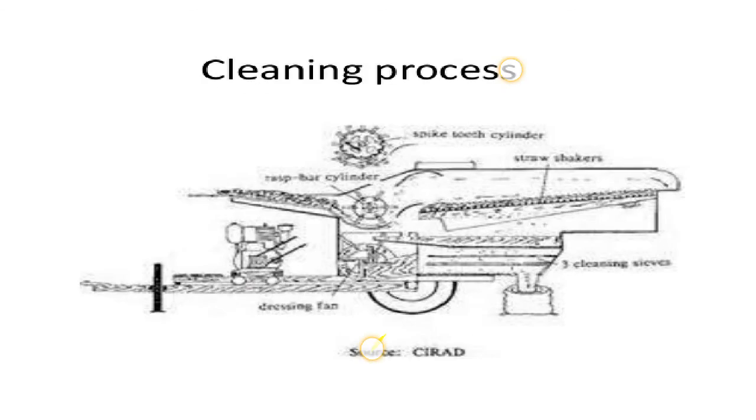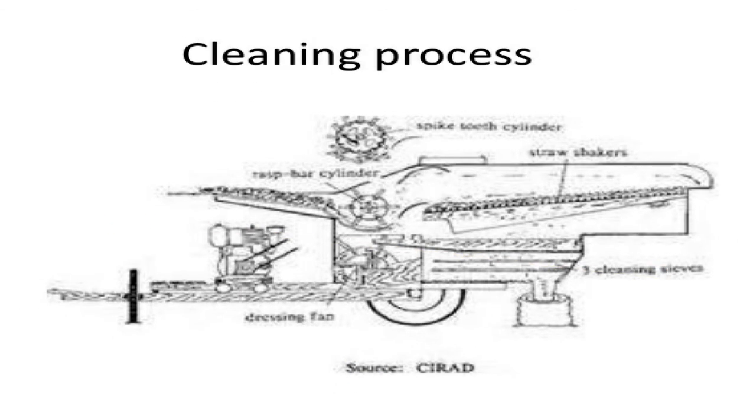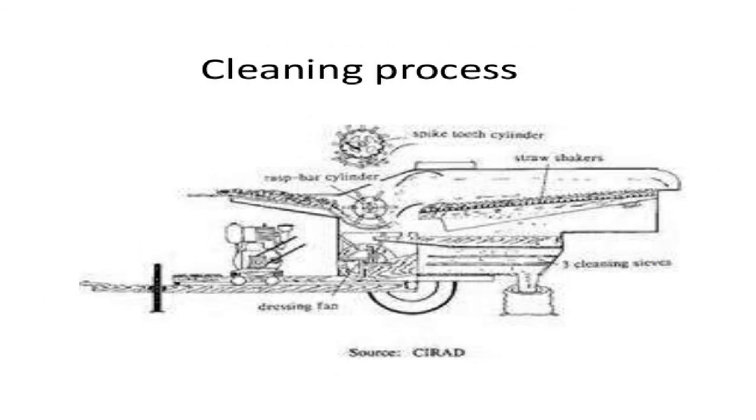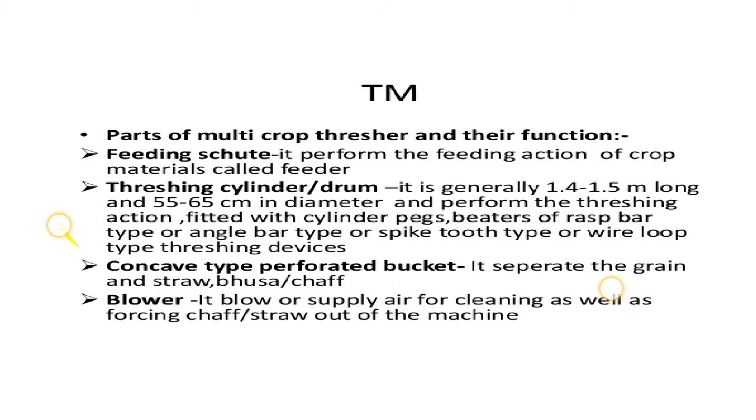This is the cleaning process. You can see in the diagram how the chaff and other materials are separated from the grains. Now the parts of the multi-crop thresher: the feeding tooth, which performs the feeding action, then the threshing cylinder drum, 55 to 65 centimeters in diameter.